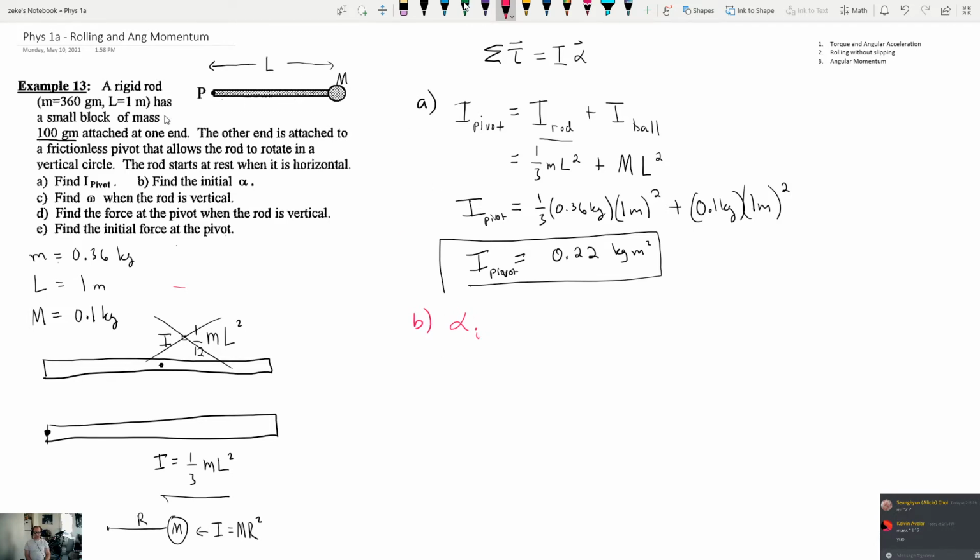So let's go back and see what was going on. We have a pivot point right here. The system starts from rest, and it's free to rotate, which means when we release this from rest, it's going to swing down like this. And what we want to figure out is what the angular acceleration is, which we can find by figuring out something about torque. So the angular acceleration when it's in this position right here, that's what we're going to call alpha initial.